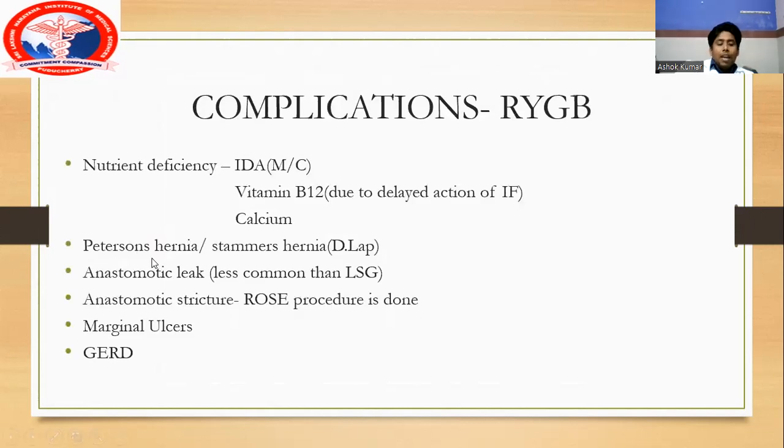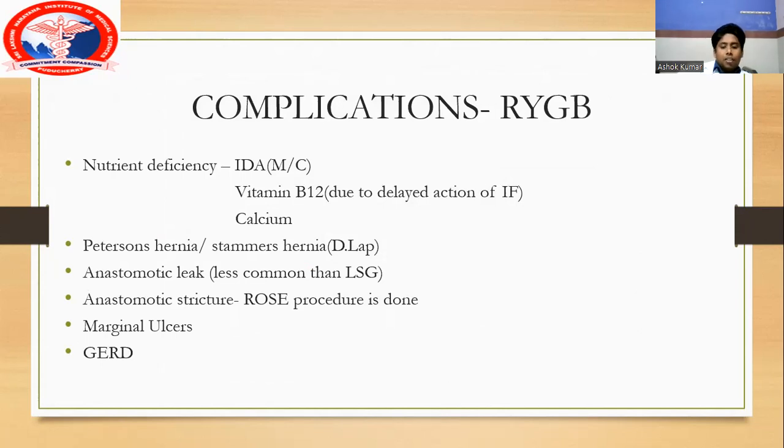So this Peterson hernia is what happens in the antecolic method. It happens behind the Roux limb, in front of the transverse colon, and the mesenteric hernia happens with the retrocolic method. It happens in front of the Roux limb, behind the transverse colon. So this is diagnosed with diagnostic laparoscopy, and hernia can also occur at the jejunostomy site. And the other complication is anastomotic leak. Anastomotic leak is very less common when compared to laparoscopic sleeve gastrectomy.